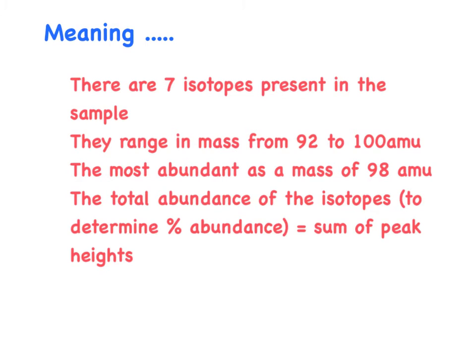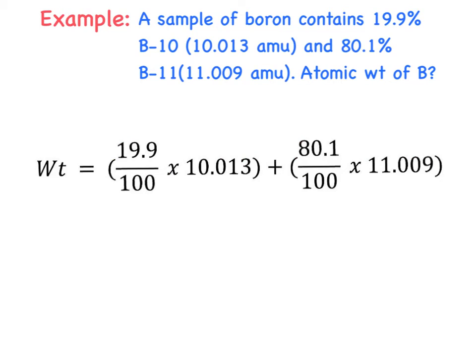Or mass to charge ratio. So if it's a mass of 98 and the charge is 1+, it's 98 AMU. And the total, as I said, is the sum of the heights of all of the peaks. So we have a look at all those. Now, here's an example of what you might be given.